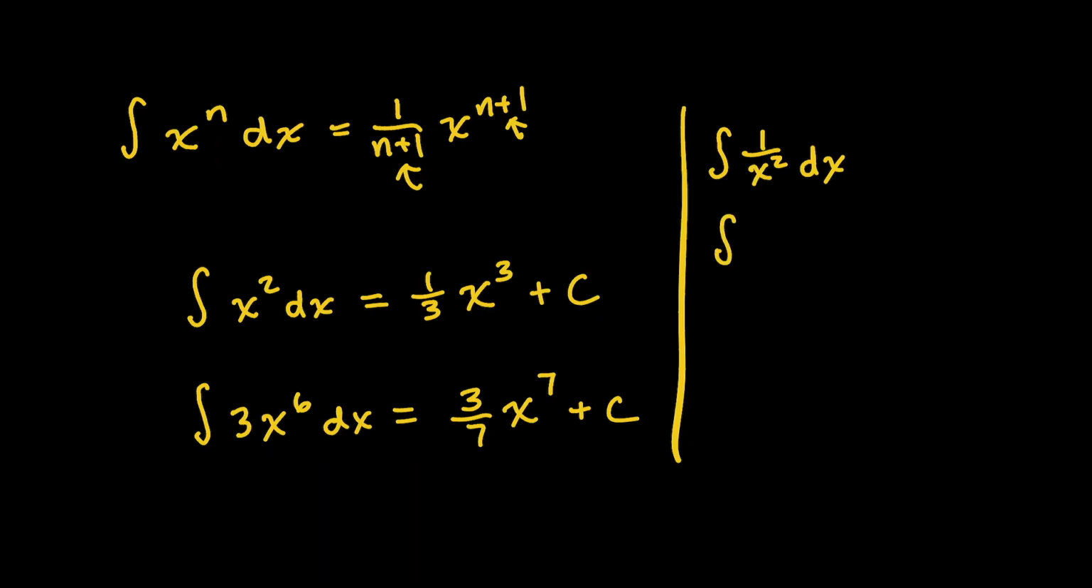Instead, I can rewrite this just as I would with derivatives as x to the minus 2. And now that same exact power rule works, where you can add 1 to the power. So negative 2 plus 1 is negative 1. And then divide by that new higher power. So 1 over negative 1. Okay, now we can simplify this a little bit. 1 over negative 1 is just negative 1. And then x to the minus 1. And again, if we want to, we could rewrite this as negative 1 over x.